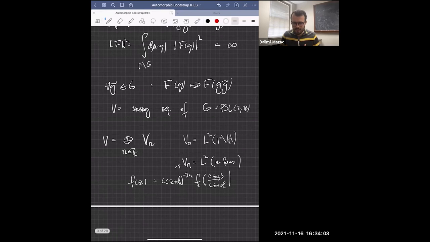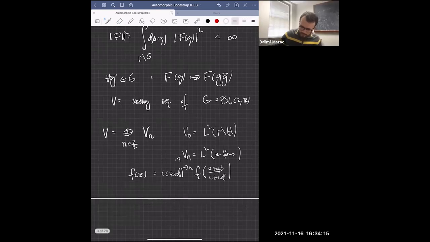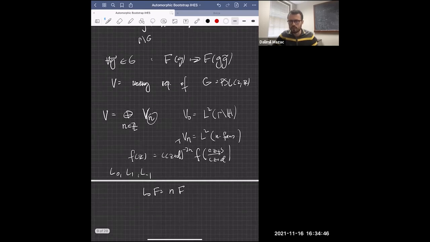So the most important thing is that G acts on V, and it can move you between the different Vn's. So you have the usual generators, L0 and L plus or minus one. L0 is just the generator of rotation, so it measures the charge. L0 f just tells you what this integer m is, and L plus and minus take functions and increase or decrease the value of m. They're just some differential operators on this group manifold, all of these L plus or minus and L zero.